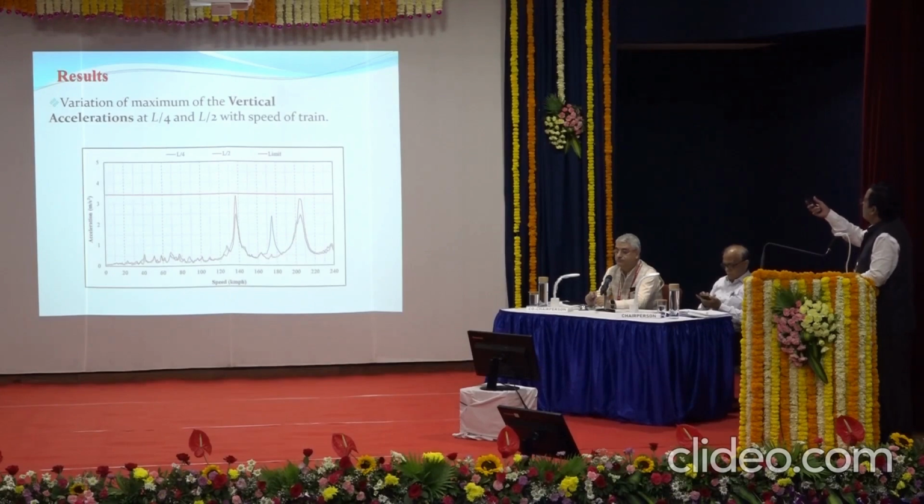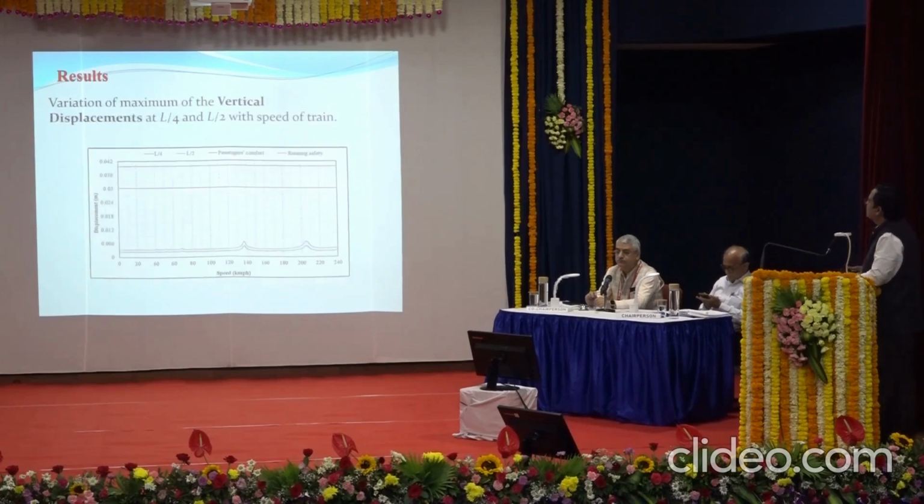Variation of maximum vertical acceleration at two points, L by 4 and L by 2. What we find is that in the case of L by 2, it is nearing the limit at a speed of 140 km. It is within the limit. The red line is the limit. It is nearing that limit, but it is safe.